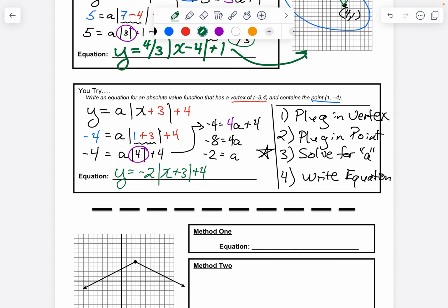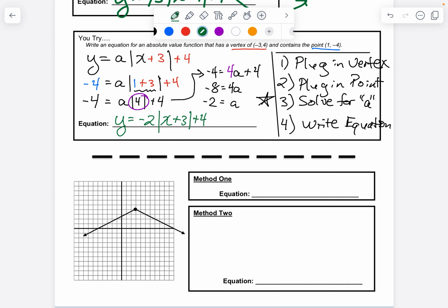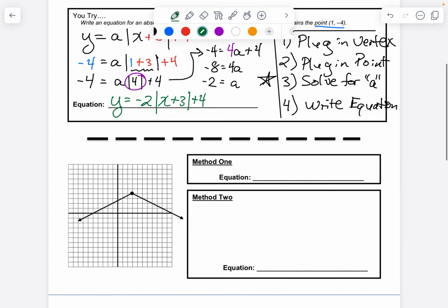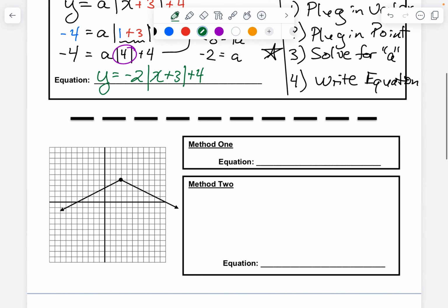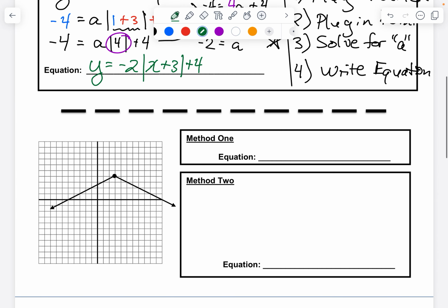Feel like you're getting the idea? Now, as we journey through Algebra 2, you'll discover there's oftentimes different ways to do one problem. And I want you, as we go through the whole year, to understand the multiple methods. It's not good enough just to be able to do it one way. So we actually have our first encounter where there's really two ways that you could write an equation for this graph.